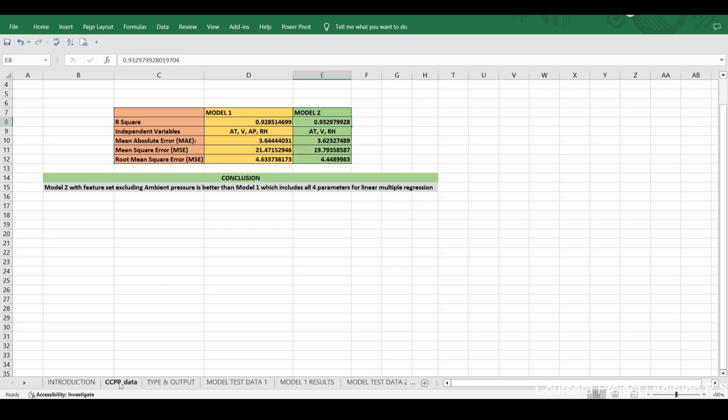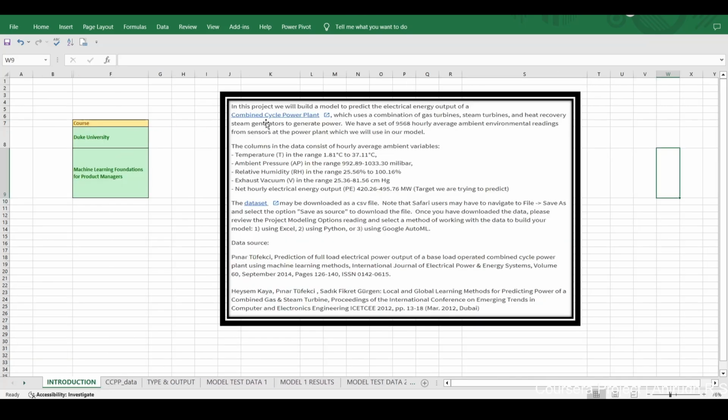So in conclusion, the model we have created will use temperature, relative humidity, and exhaust vacuum to find the PE value, which is nothing but the net hourly electrical energy output.